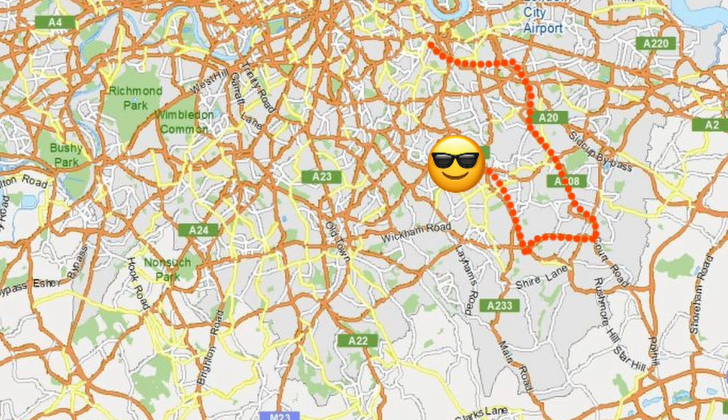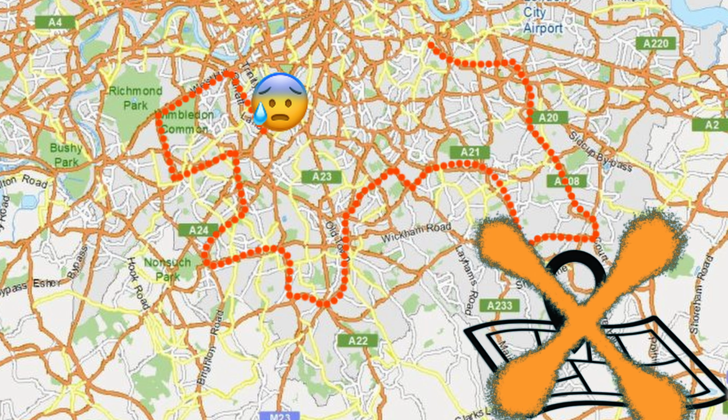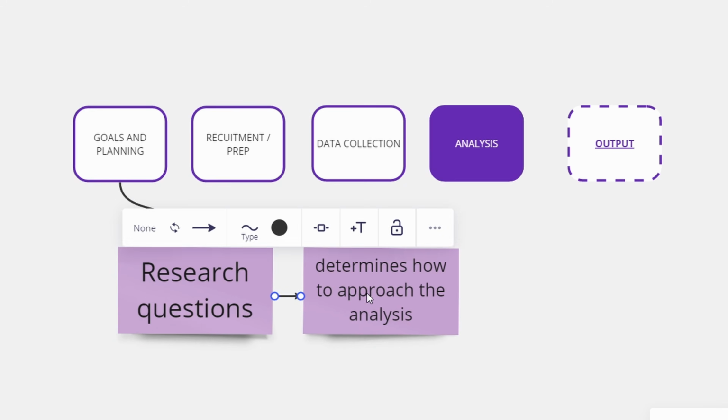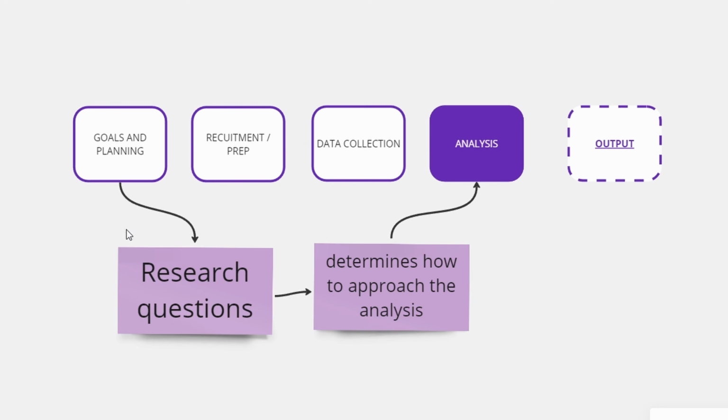Let's start with what were you hoping to learn? Sometimes we jump right in, and that's one of the traps, going on a road trip with no map or GPS. So really the first step is to revisit the research questions, what we were hoping to learn. This will set the approach to take with the analysis.